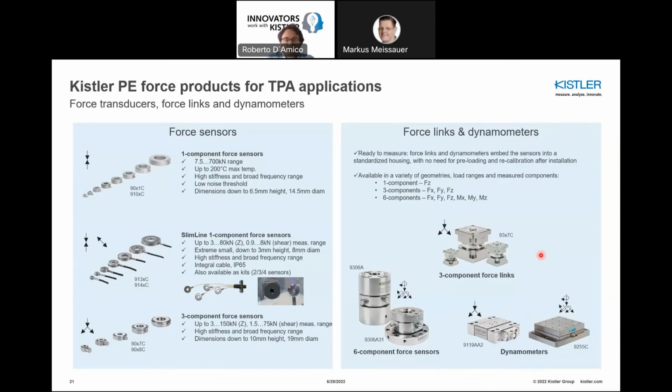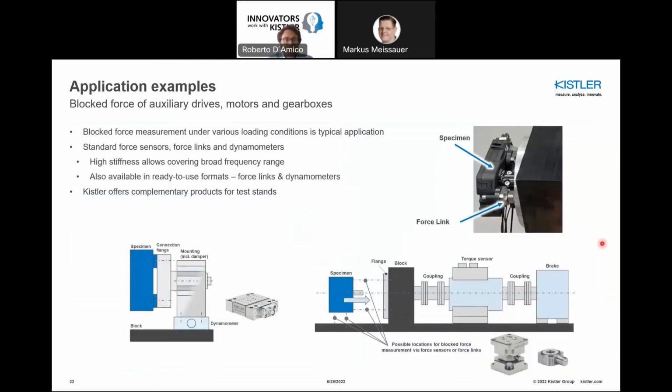And at this point, I show you a couple of examples of applications. For example, for blocked forces, it is very common to have a specimen, which could be a motor or a gearbox, connected to the mounting, and then you have the dynamometer connected in between the mounting and the block to measure blocked force and blocked moments, of course.